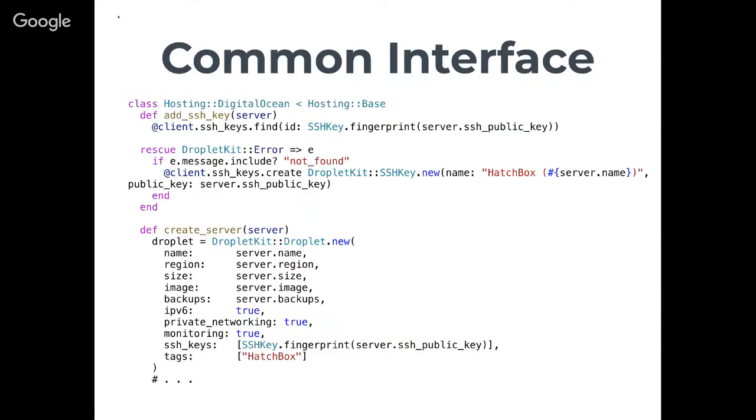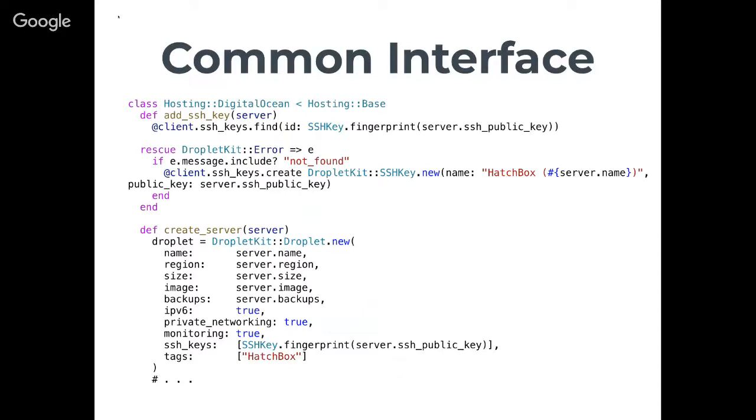So here's an example of the DigitalOcean one, a few methods that I've implemented on it. In DigitalOcean specifically, they have the ability for you to look up SSH keys on your account by your fingerprint. Now, this is different than all the other ones. And so in this situation, we want to just check and see if your server's SSH key is there. If it is not, we want to go add it. So we rescue from that error, and we go ahead and add it to your account.